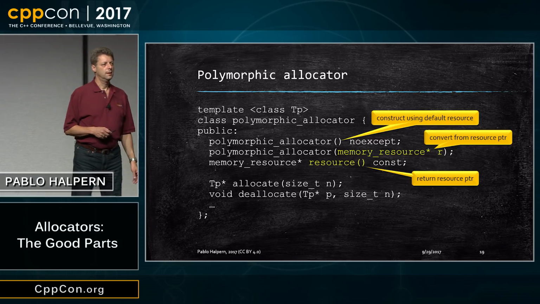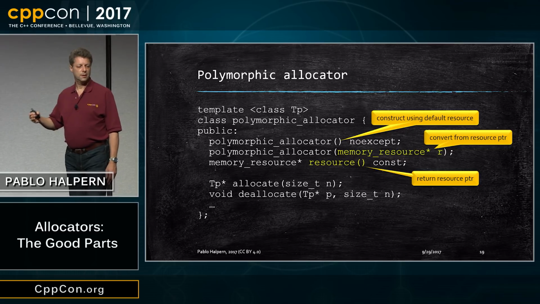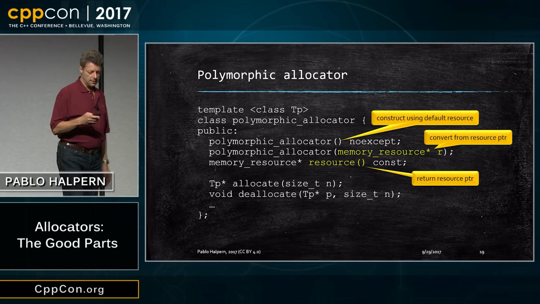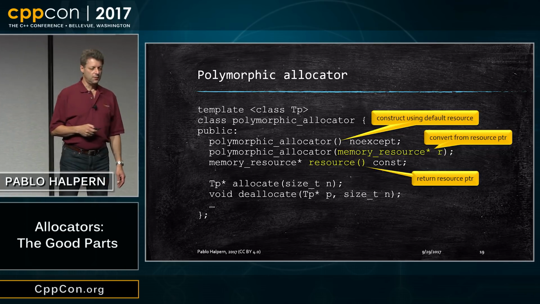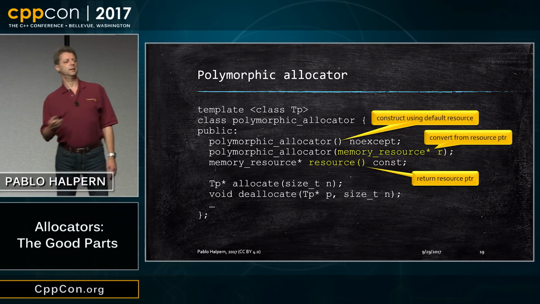Polymorphic allocator is this wrapper I mentioned around the memory resource. So let's take a look for a minute at the constructors. The default constructor uses the default memory resource. Now, what is that? I haven't mentioned that yet.